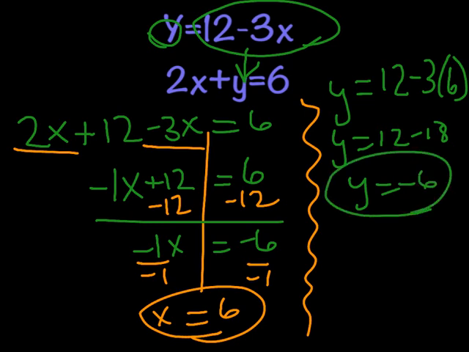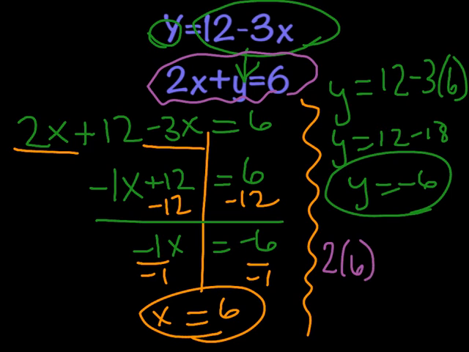So I've got two variables. I am going to use the bottom equation here to check my answer. So if I am right, then 2 times 6 plus negative 6 will equal 6. And 12 plus negative 6 does, in fact, equal 6, so I know that I am right.